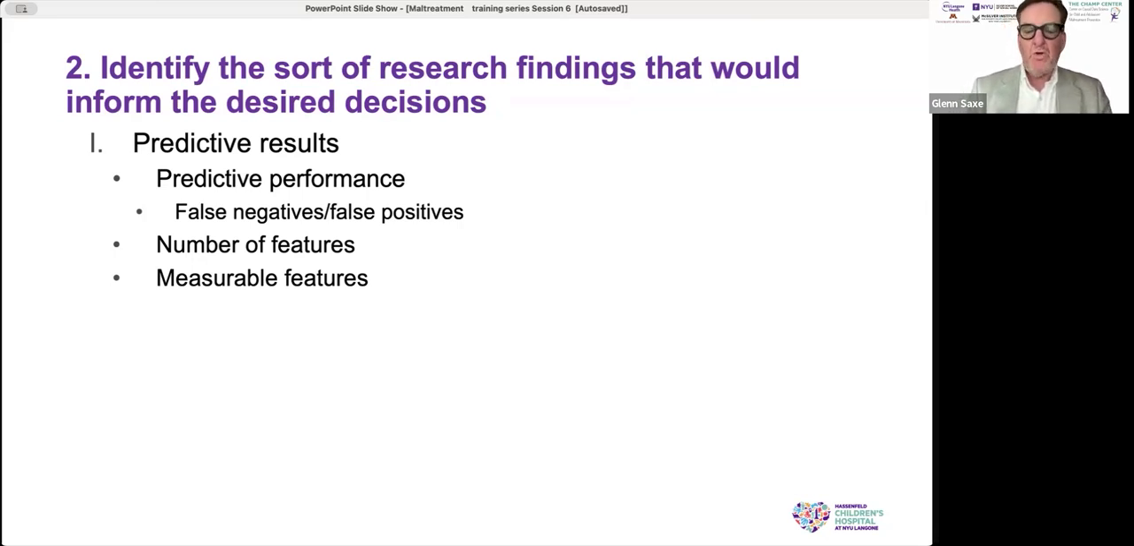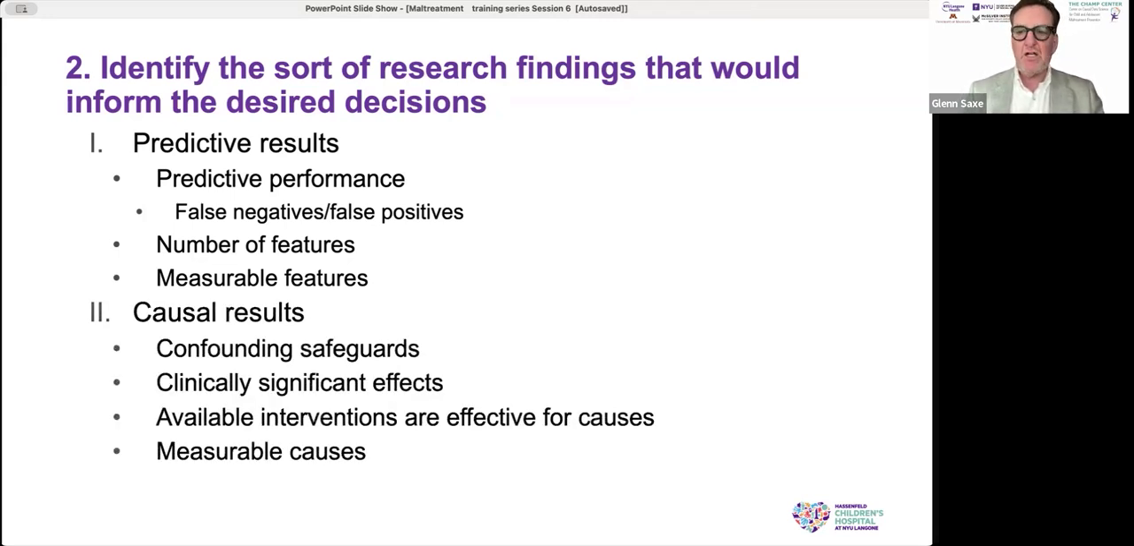And then what about how many features are measurable in the world? You might get a research finding that has 1,000 different features, and then you're going to need to be measuring that in the world. So they have to be measurable. And then causal results, how confident are you? Is there confounding? We talked about that.